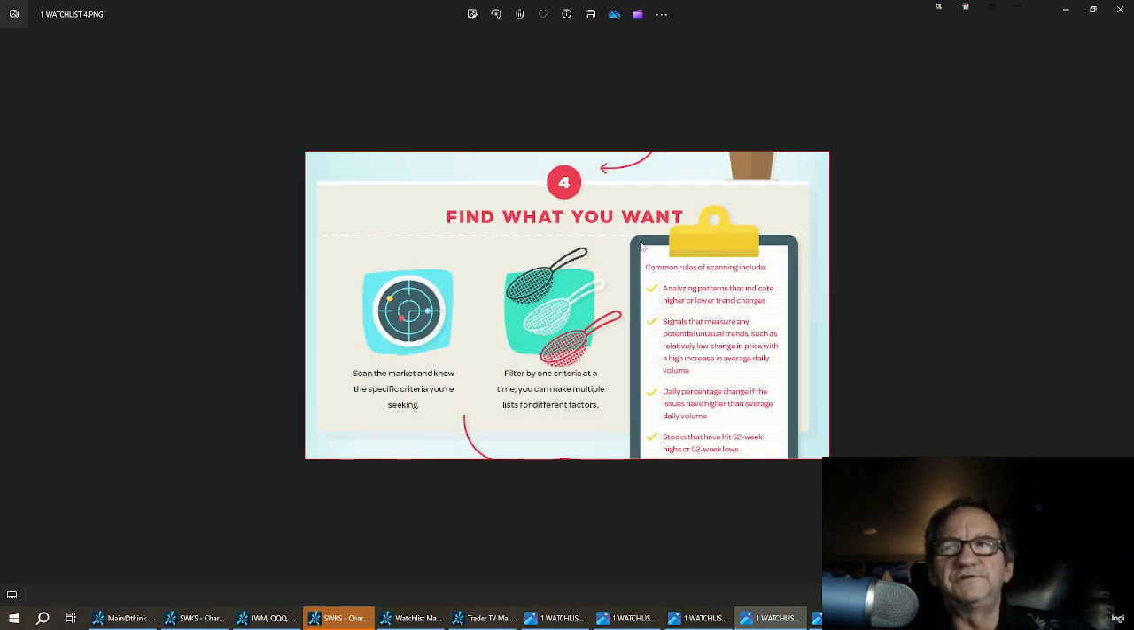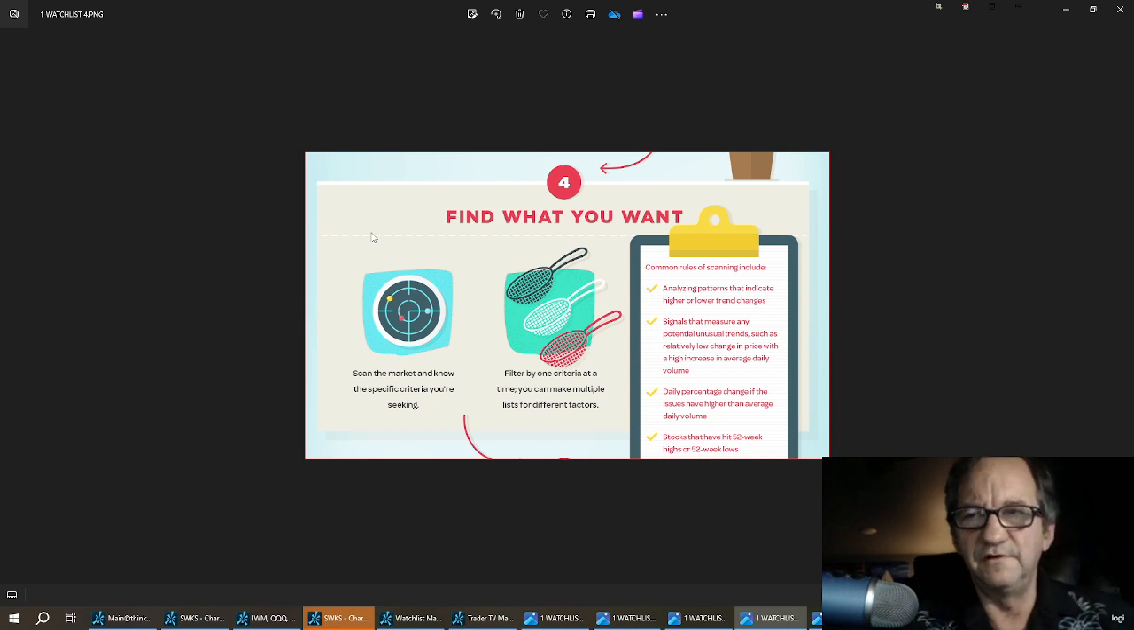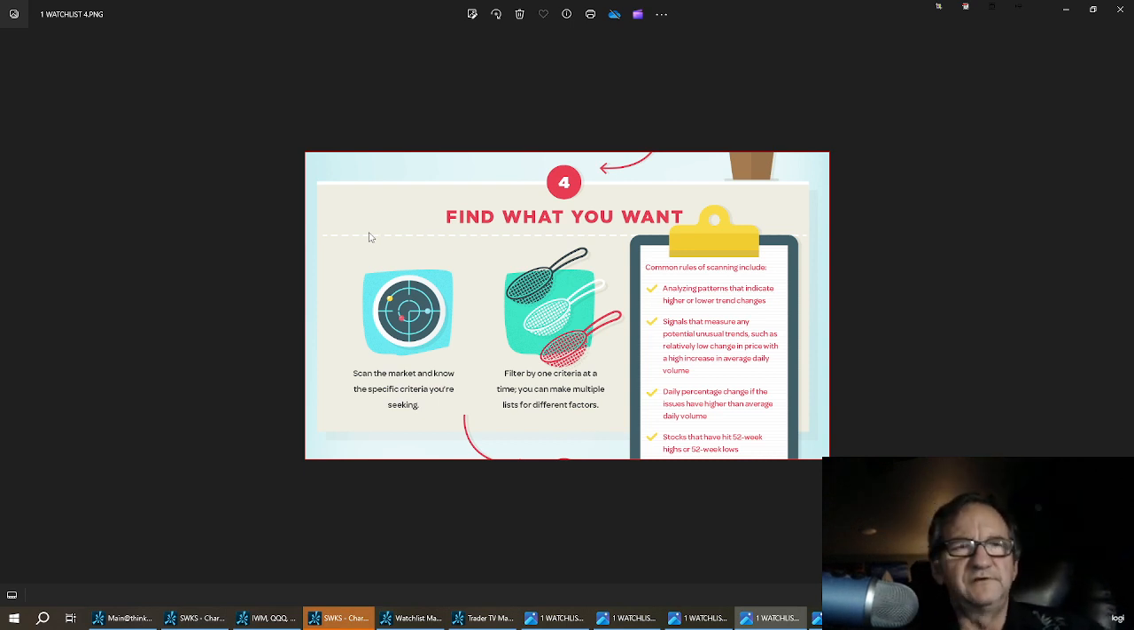Find out what you want. What kind of criteria are you going to set these up in? What kind of scans? How do you like to trade? Do you like to trade gaps? Do you like to trade 52-week breakouts? Do you like to trade chart patterns? Set your scans up that way. Do you like to trade candlestick patterns? Set your scans up like that and then create a watch list off of it.